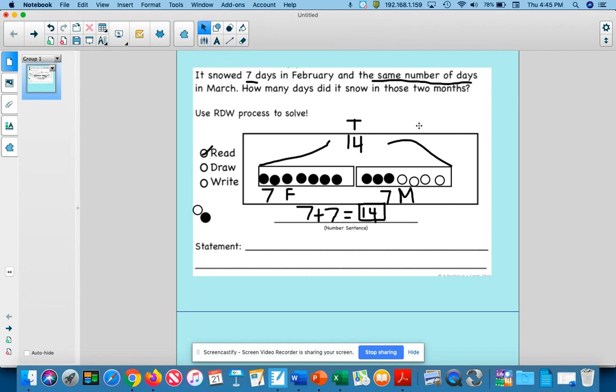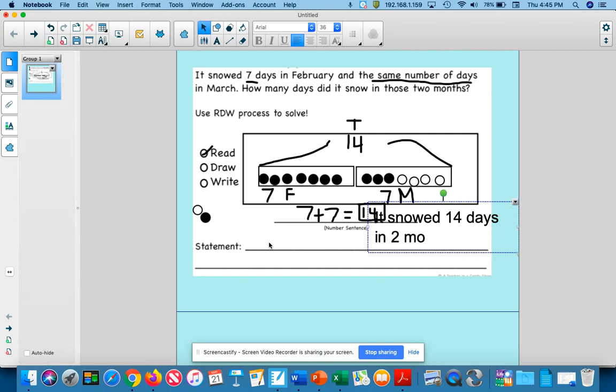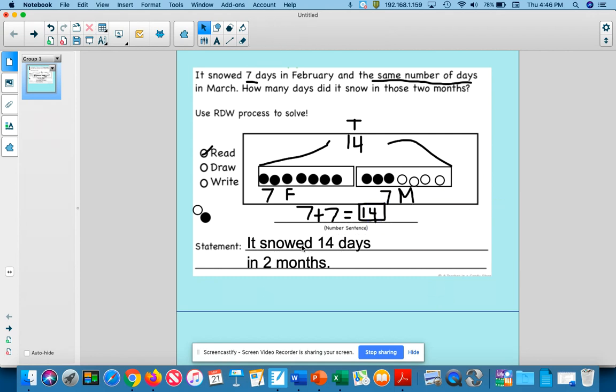So we want to answer the question, how many days did it snow in those 2 months? So we're going to say it snowed 14 days in 2 months. And so you can see that clear. I'll just bring it over here. It snowed 14 days in 2 months. Okay, and that's our application problem.